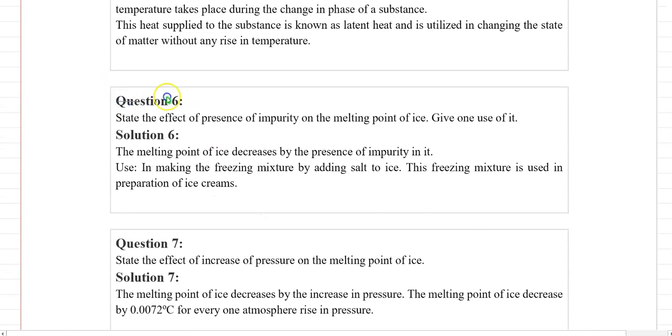Next question is question number 6. State the effect of presence of impurity on the melting point of ice. Give one use of it. The melting point of ice decreases by the presence of impurity. If we mix normal salt with ice, its temperature decreases to around minus 20 degrees centigrade. The use is making a freezing mixture by adding salt to ice. For example, the freezing mixture is used to prepare ice cream.